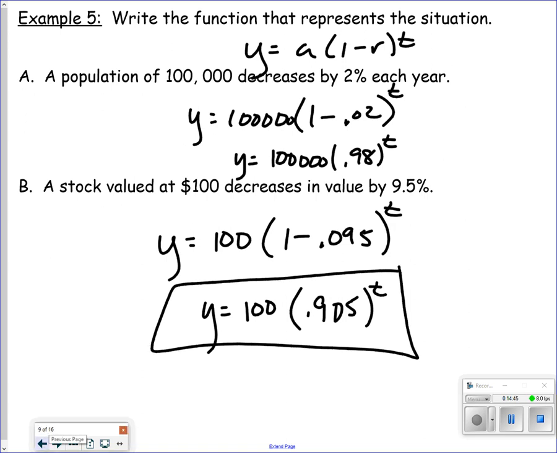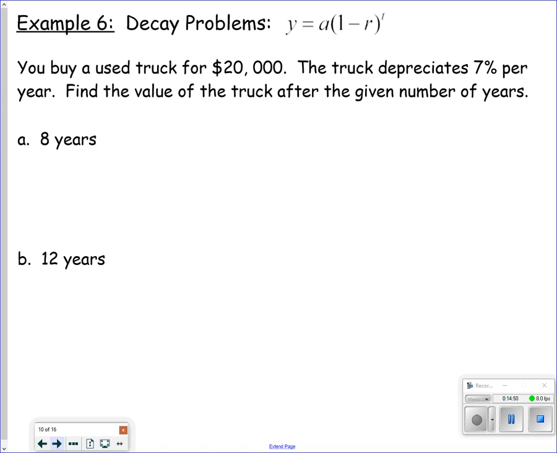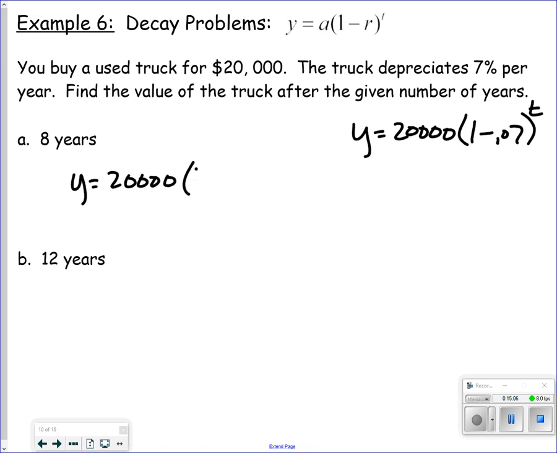Next, we're going to do some calculator work. Now we're going to actually do our models, and we're going to put in a number. So you buy a used car for $20,000. So y equals 20,000 times 1 minus 0.07, since it depreciates in value 7% per year. So here's the model. Now, they want me to plug in a $20,000 vehicle for 8 years. And what would my $20,000 vehicle be?